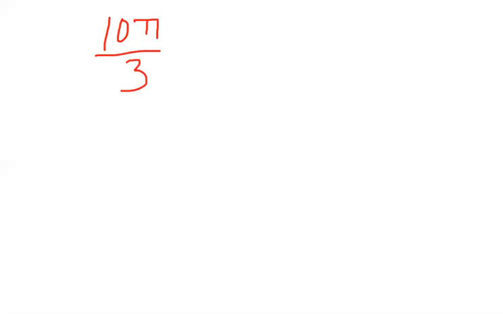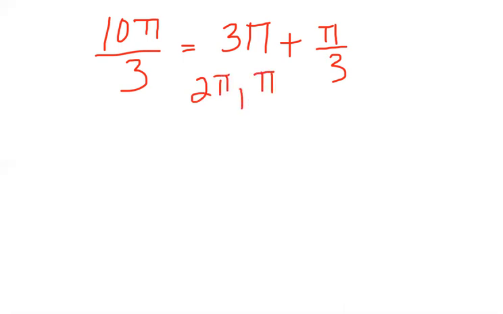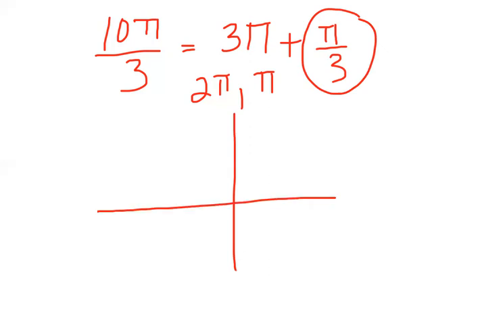Now, think about it. 10 pi over 3, if we do a quick division here, 3 goes into 10 pi 3 pi with what left over? Pi over 3 left over. So essentially, we are going one full circle, which is 2 pi, and then another half a circle, which is pi, then we get to pi over 3. If we do a quick sketch of this, realistically, this is what the angle would look like. And remember, pi over 3 is 60 degrees. So this is where we're going to end up.